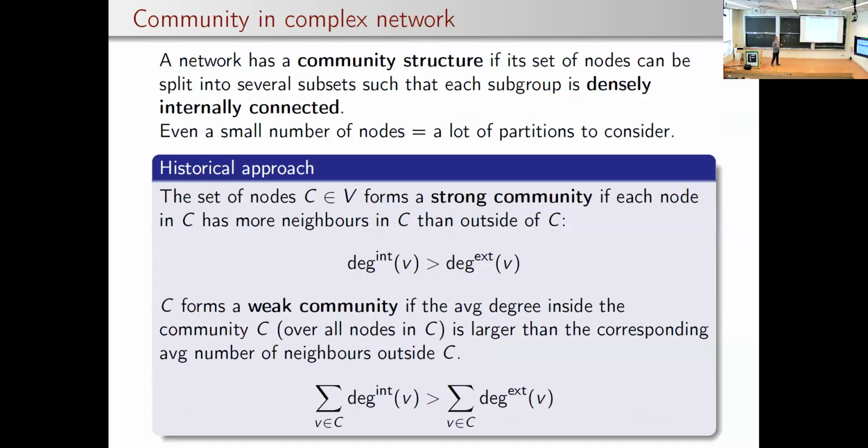By community structure, as a reminder, we understand a set of nodes that can be split into several subsets, where these subsets are densely internally connected. And of course, even if we have a small number of nodes, there are a lot of partitions to consider. So it is a very hard problem to choose how many clusters we have.